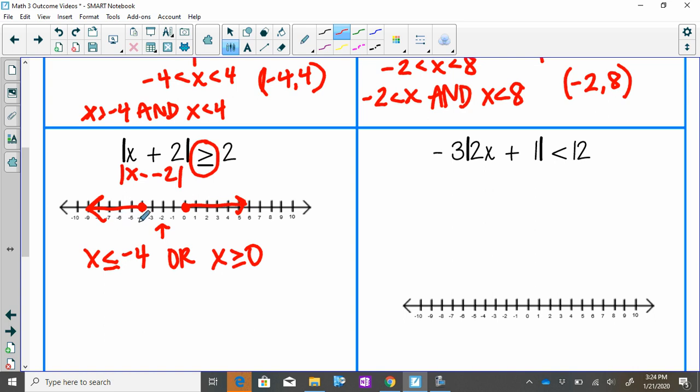So it can be anything further away than negative 4 or away from 0. So we are less than or equal to negative 4 or greater than or equal to 0. That means any number that fits into one arrow or the other can be part of my solution.